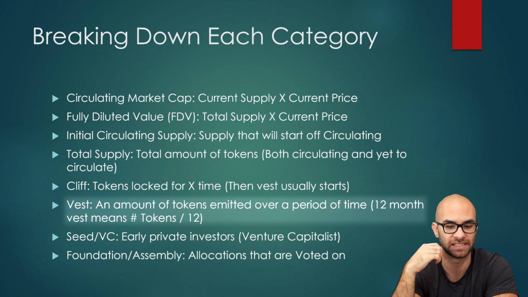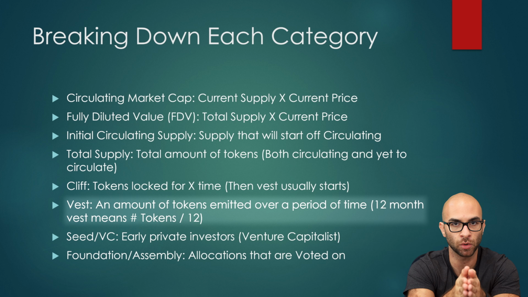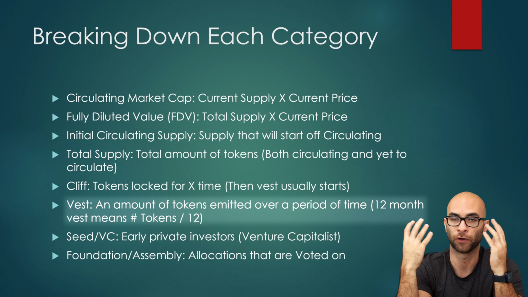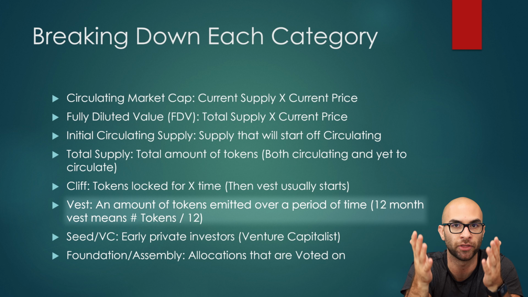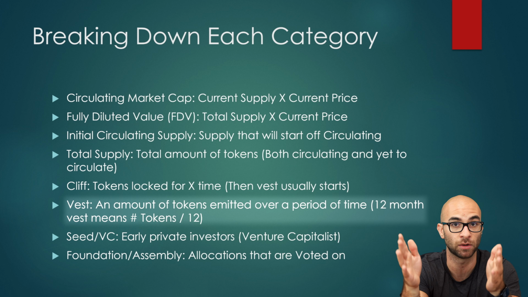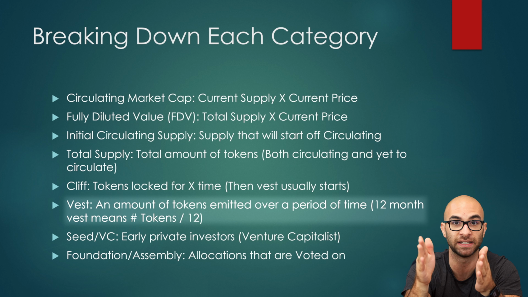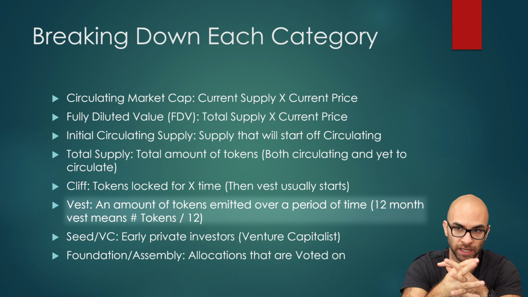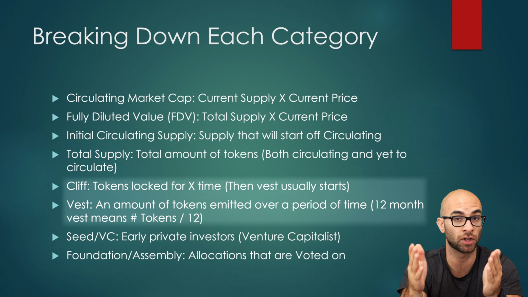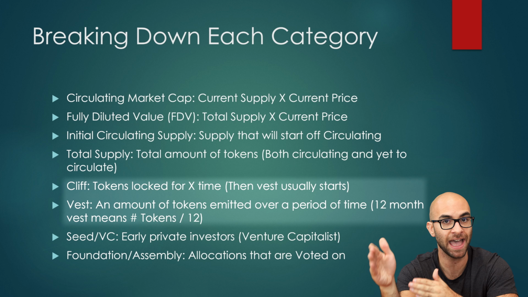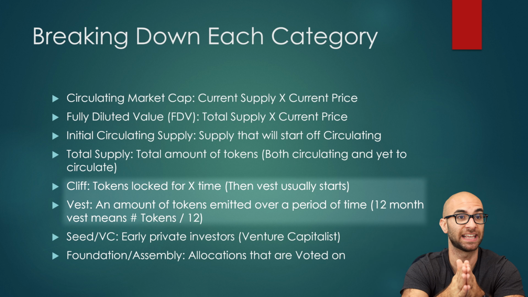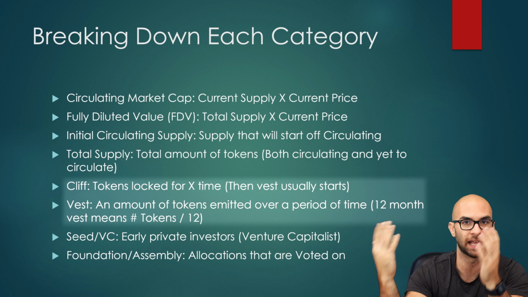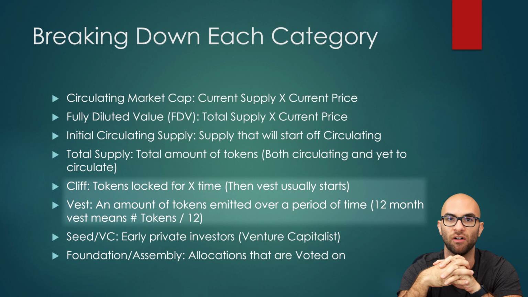Then you'll commonly see vest, which means how many tokens are going to be emitted over a specific time period. So for example, if I say it's a 10-month linear vest and I have 100,000 tokens, that means each of these 10 months is going to emit or release 10,000 tokens. If I say it's a 6-month cliff and then a 10-month vest, that means for the first 6 months, I get no tokens at all. And then for the next 10 months, I'm constantly getting 10,000 tokens or 10% of my allocation.